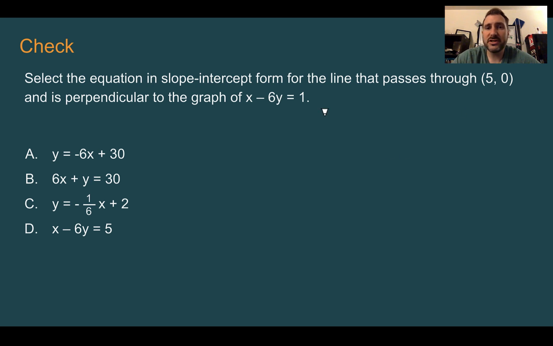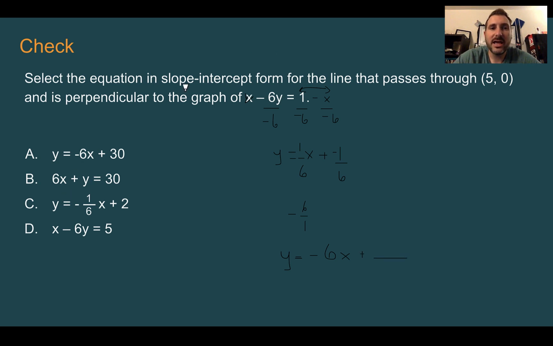Let's check our answer. So first, we want this into slope-intercept form. So I'm going to subtract x from both sides, then divide both sides by negative 6. So this is going to look a little complicated for a second, but that's okay. I end up with y equals 1/6 x minus 1/6. I want it to be perpendicular, so I know that my slope has to be the opposite of that, so 6/1, and it has to be the opposite sign, so negative 6. So whatever my equation is, it has to be negative 6x and then plus something else.